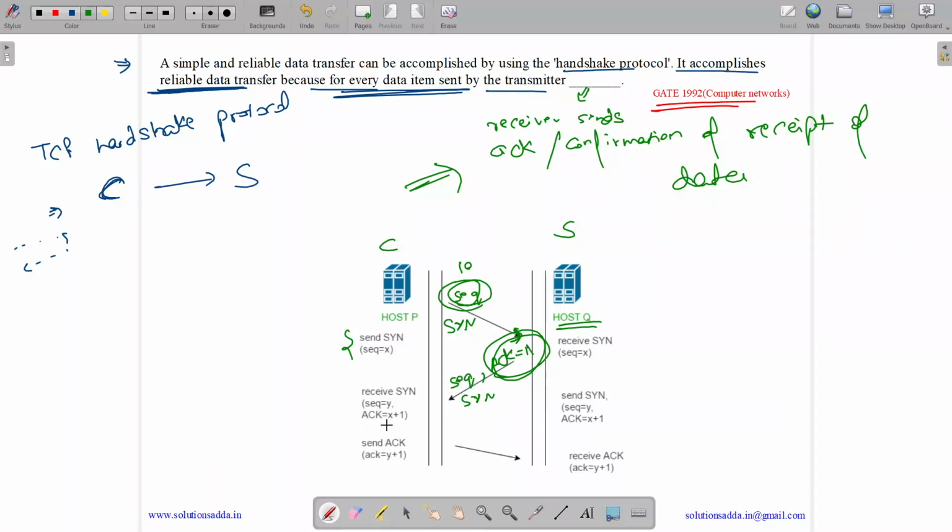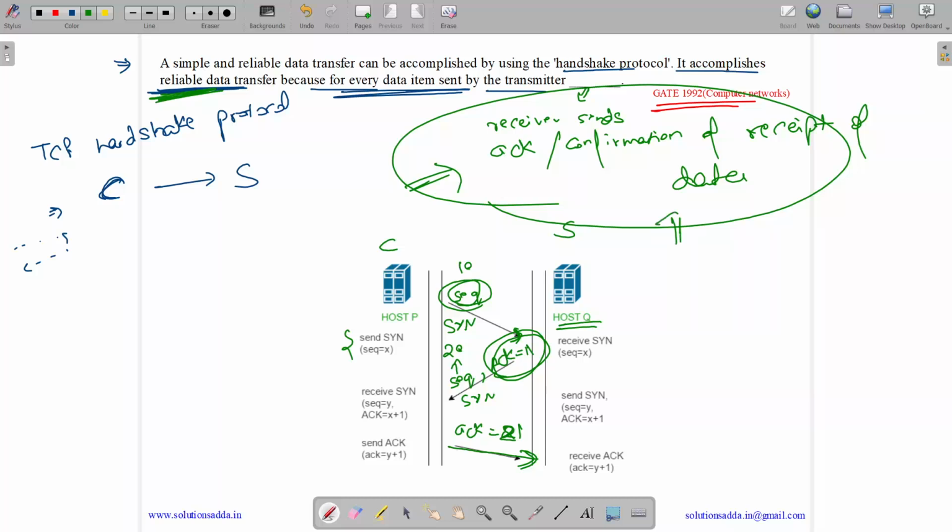Now what happens here? We have got acknowledgement equals 11. So now we send another acknowledgement. So we acknowledge for this frame. So acknowledgement number equals the sequence number plus one. Let us suppose sequence number was 20. Then we send acknowledgement equals 21. So why is it reliable? It is reliable because we are sending a confirmation for every data item that we have received.